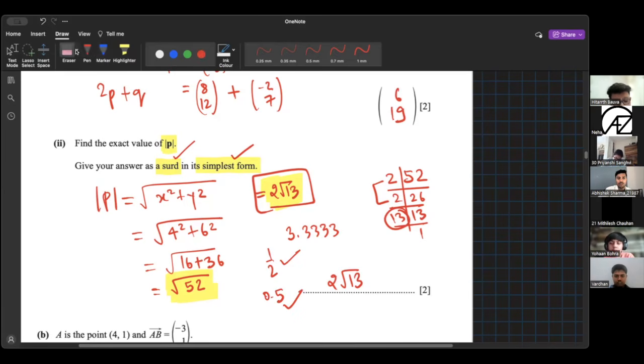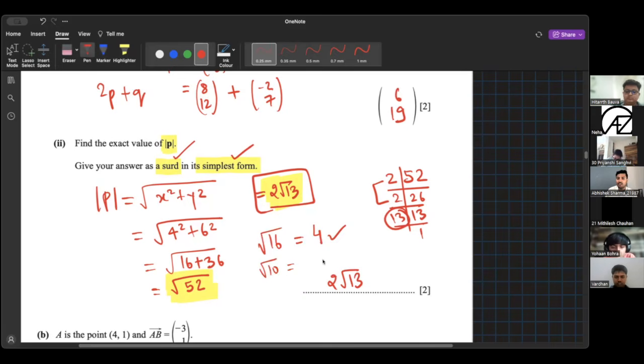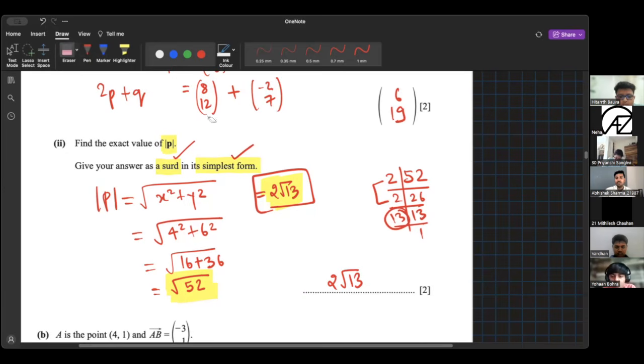So this we have to understand. Let's say we are getting the surd root 16. Root 16 can be written as 4. That is exact. But if we are getting root 10, then we cannot write it in decimal. That will not be exact. Then we have to leave it in surd form. Clear?